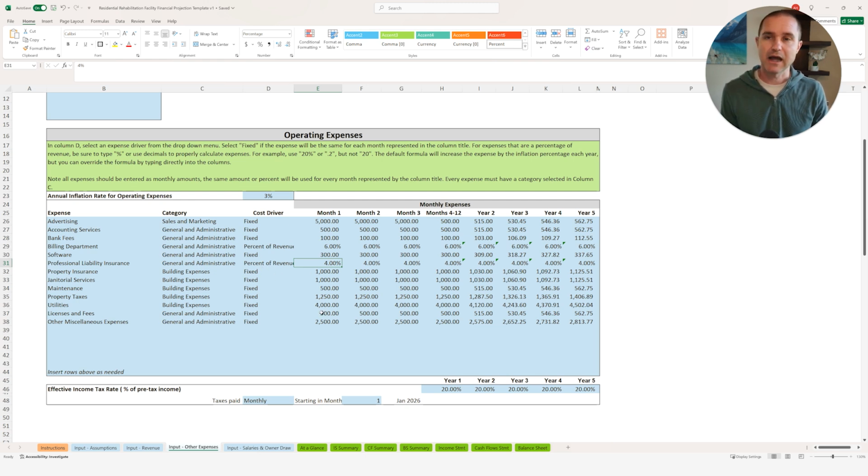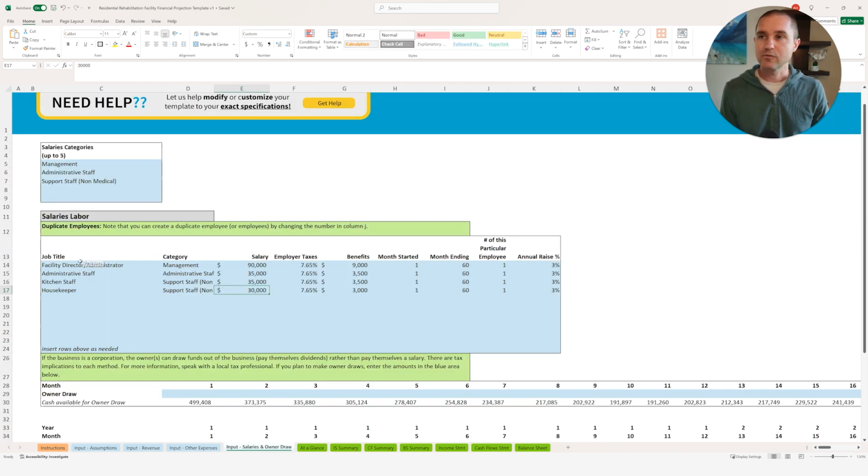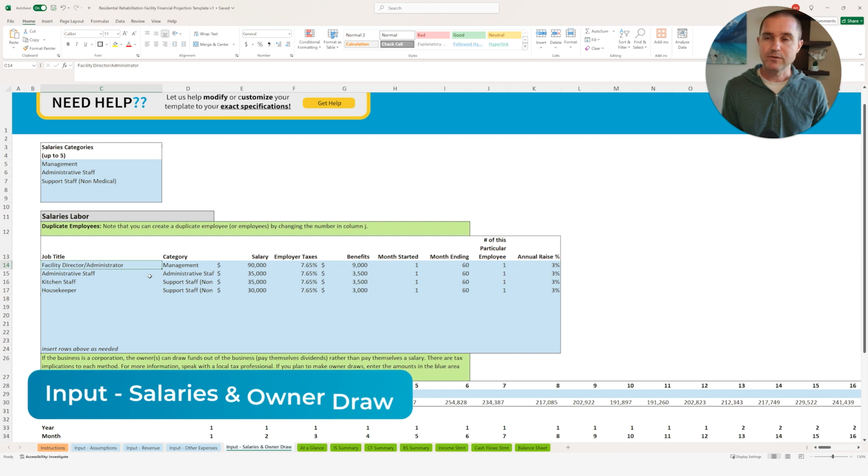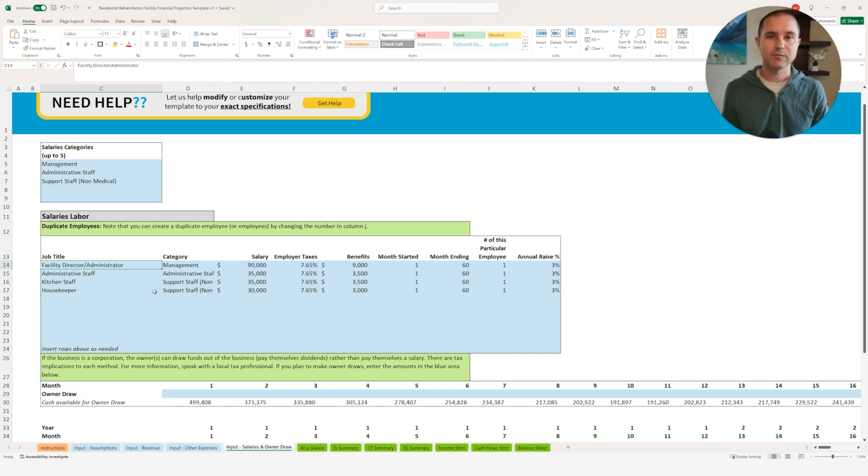And you can see these other operating expenses that we have here. So all of this can be adjusted based on your specific facility plans. And then here we can set our salaried positions. We've already set the direct labor, nursing staff, and that sort of thing, but you have administrative staff, right? So we've got a facility director here with a $90,000 annual salary, 10% for benefits, starting in month 1, ending in month 60, which is the end of the 5-year model. We have one of these employees, and we're going to give them a 3% annual raise.